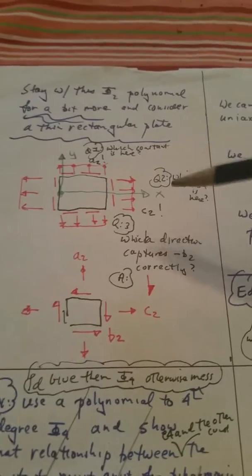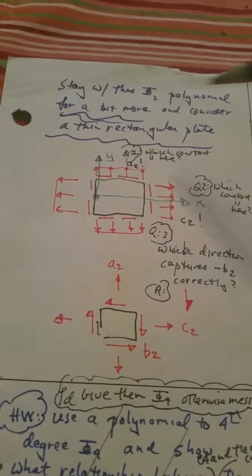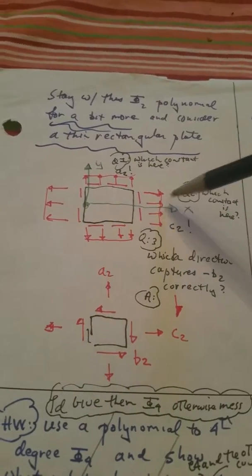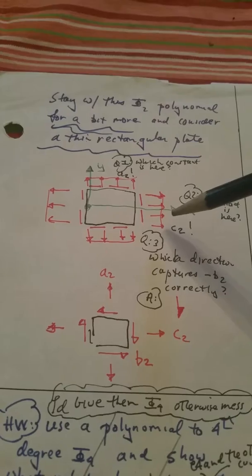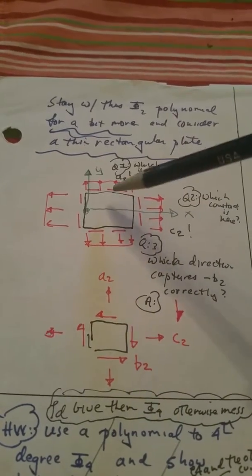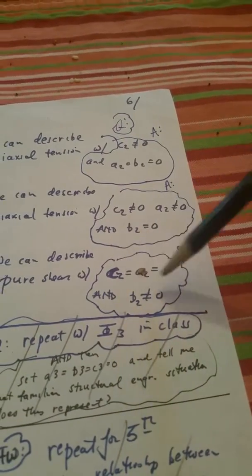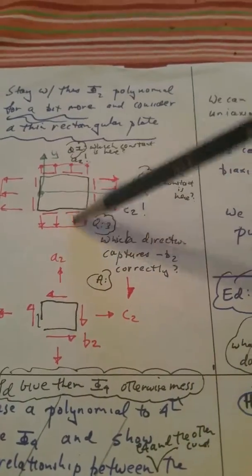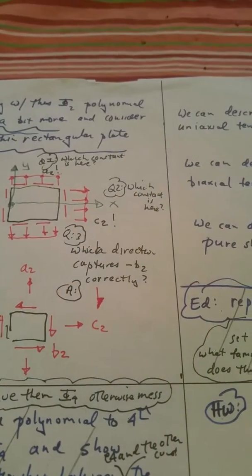And then let's just play with this a little bit more. Suppose we had a uniaxial stress such that C2 was 0. We had a stress situation where C2 is 0. What would that mean? Well, if C2 is 0, then we have no stress in the x direction, and if A2 is non-zero, then we'd have uniaxial stress in the y.